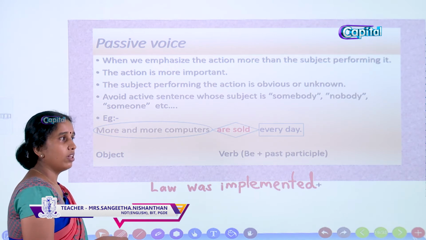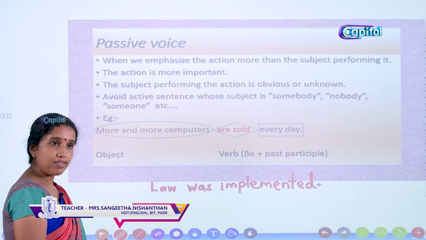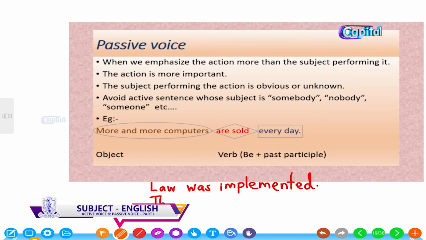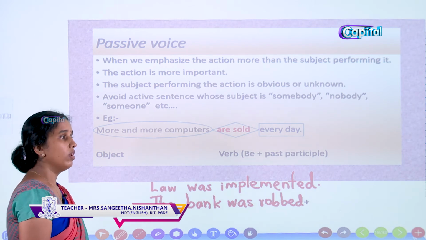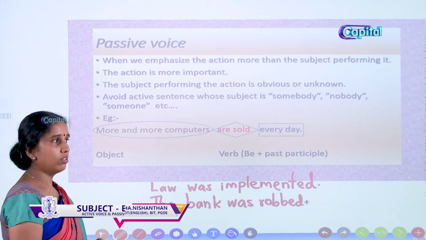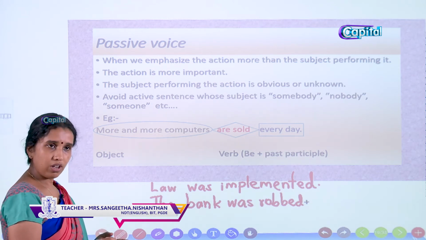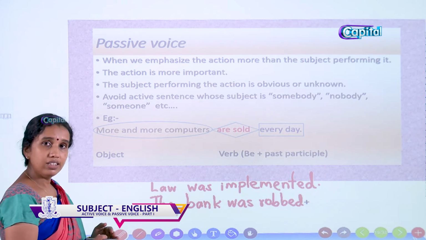And sometimes the doer will be unknown. Here the doer is obviously known by everyone, so we did not mention the doer. Sometimes the doer is unknown. For example, the bank was robbed. Can you imagine who robbed the bank? We don't know. So, the doer is unknown. If the doer is unknown, we can use the passive voice. The bank was robbed. It is not straightforward, but subtle. Passive voice is weaker than the active voice. Active voice is strong and straightforward. Passive voice is subtle and weaker.